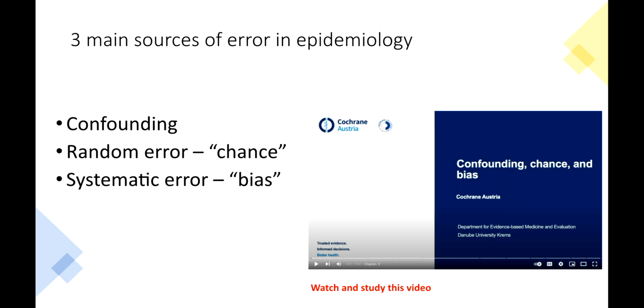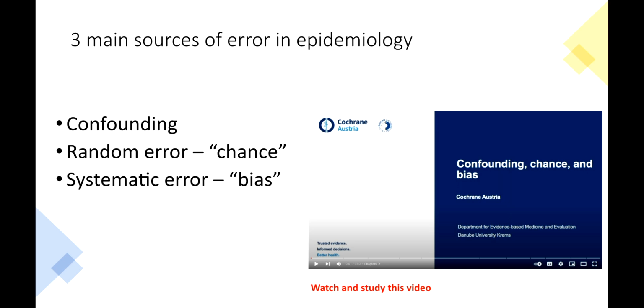Now, I have included a video, and you will find a YouTube link in the comments below this PowerPoint from Cochrane, Austria, that explains these three different concepts. You need to watch the video and study it well, because these three elements, so confounding, chance, and bias, are really at the heart of any approach to assess study quality and quality of evidence. And I will not explain it again because the video explains it pretty well with a number of examples. So have a look at the video to understand confounding, chance, and bias.